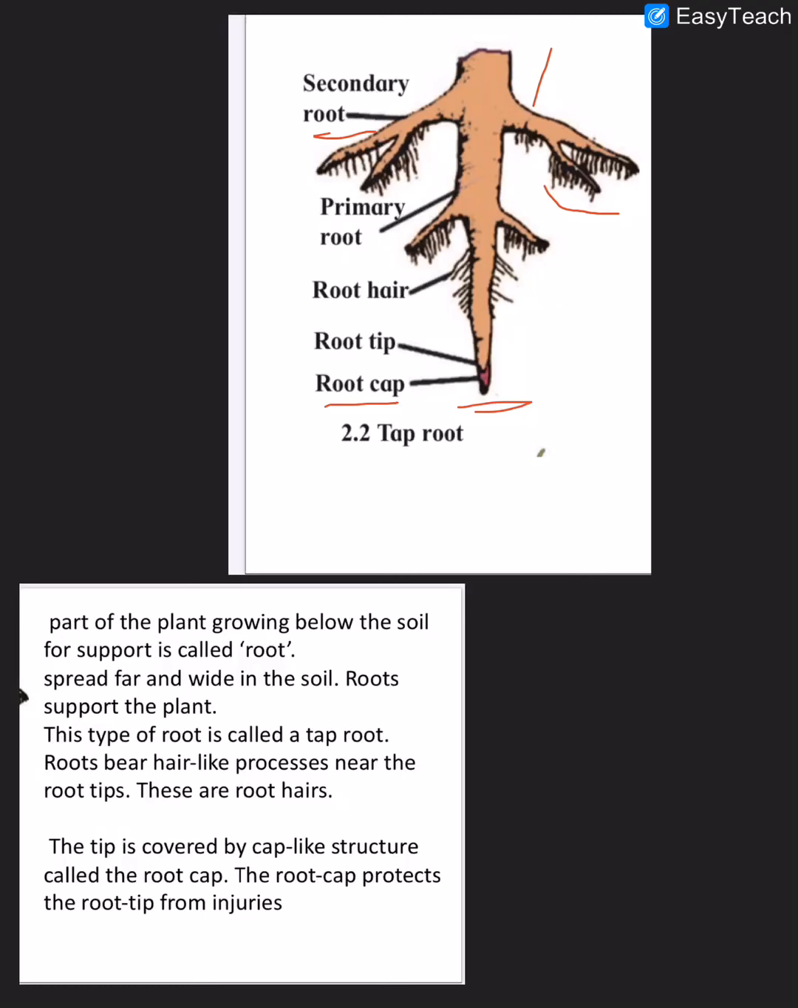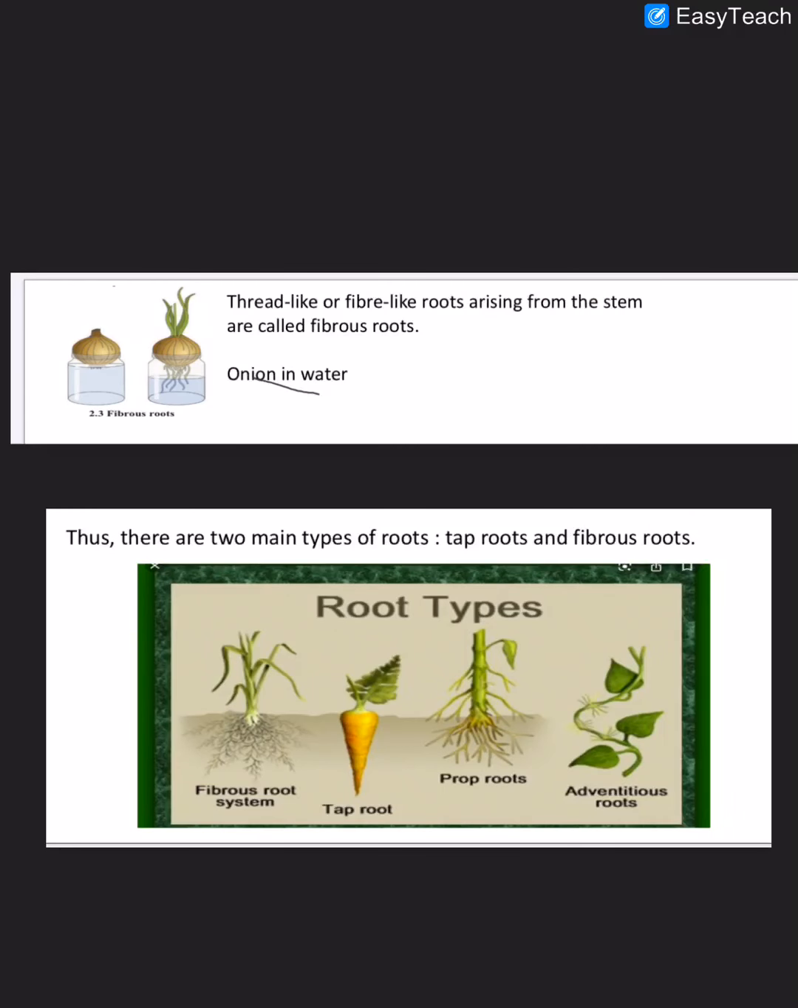The tip of the root is covered by a cap-like structure called the root cap, and it protects the root tip from injuries. This type of root is called a taproot. It has a main root and so many hair-like branches growing from it. They are called root hairs, and this model of root is called a taproot. And there are two main types of roots: fibrous roots and taproots.